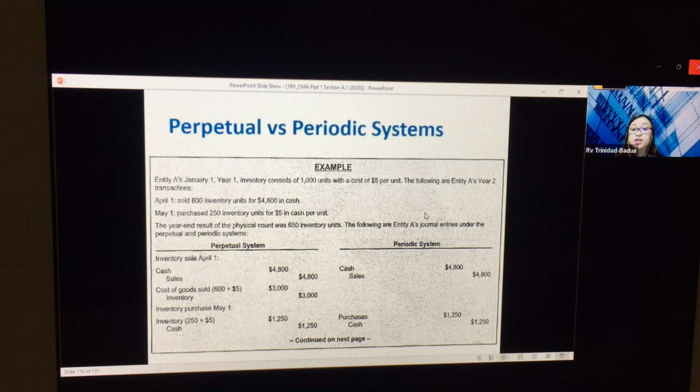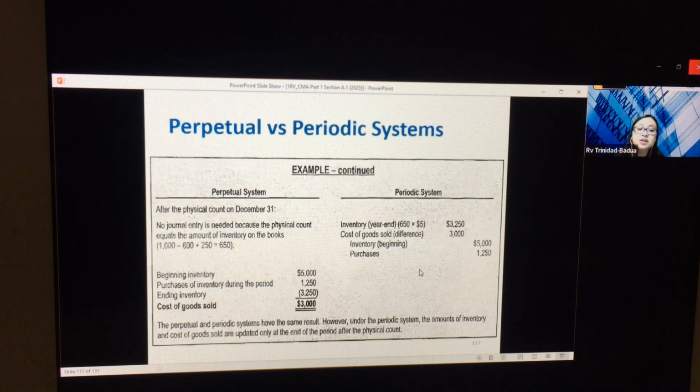What happens under the periodic system? Under the periodic system, you're going to have a journal entry. At year-end, what remains is 650 units, valued at $5 per unit. So that's effectively a debit to inventory of 3,250. This is why you're going to see cost of goods sold different. So it debits inventory at 3,250 first.